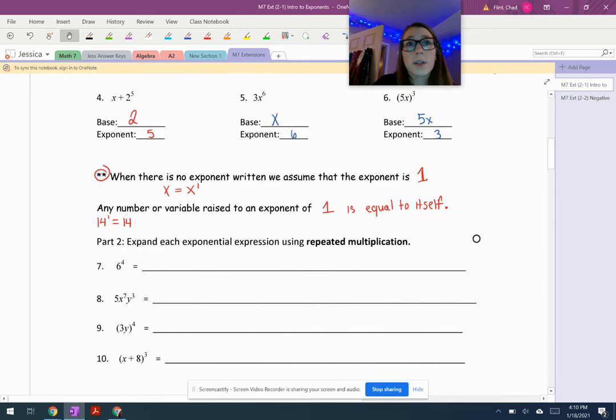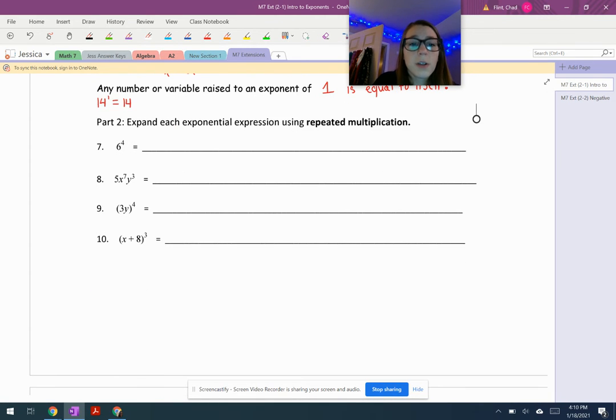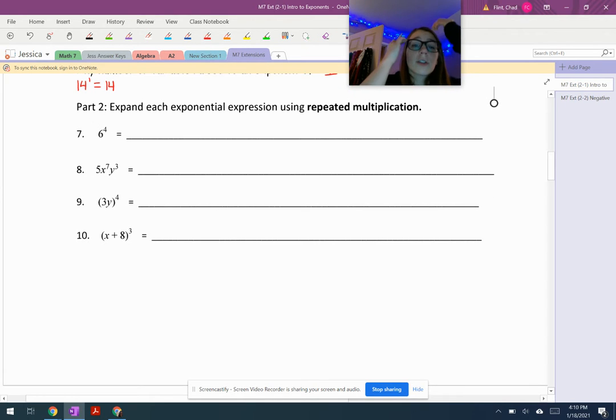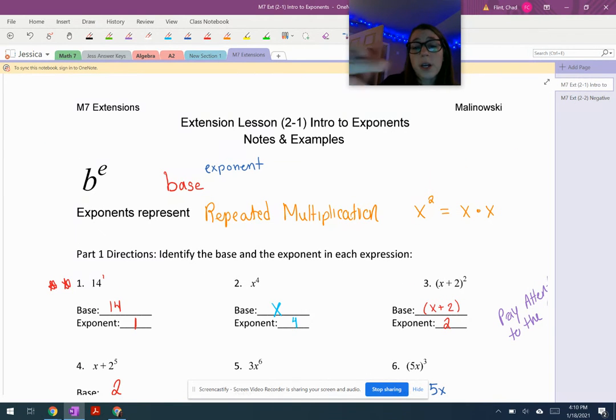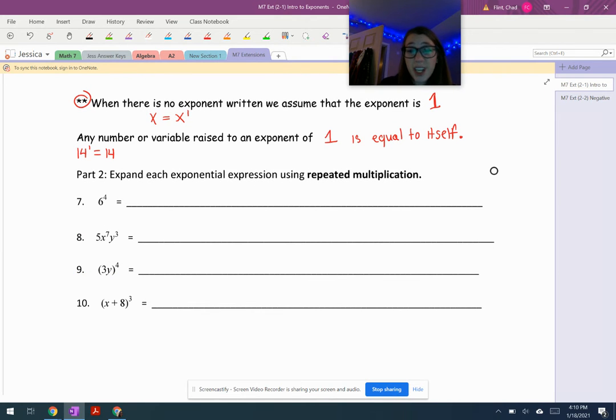All right, we are looking at part 2 of extension lesson 2-1. And this part 2 is asking us to expand each exponential expression using repeated multiplication. So remember that exponents represent repeated multiplication. So we're going to use that repeated multiplication idea here to expand these. This is going to come in handy when we get into the more complicated problems.